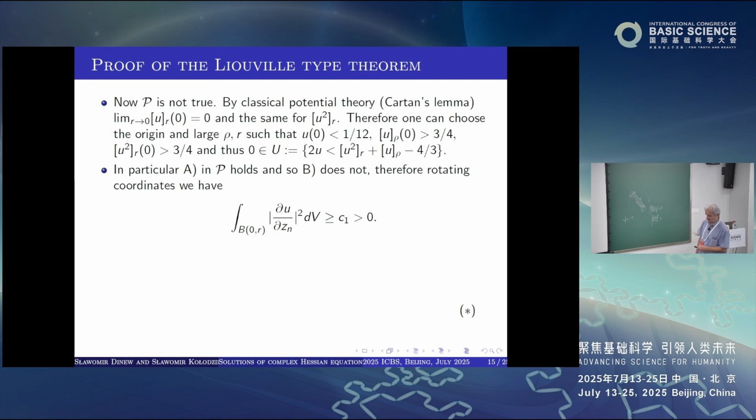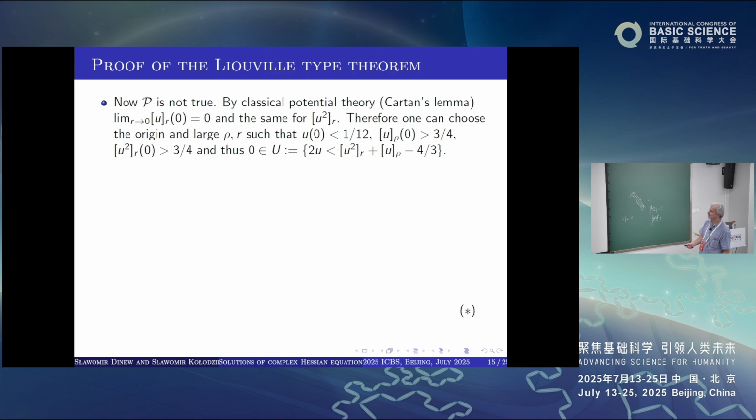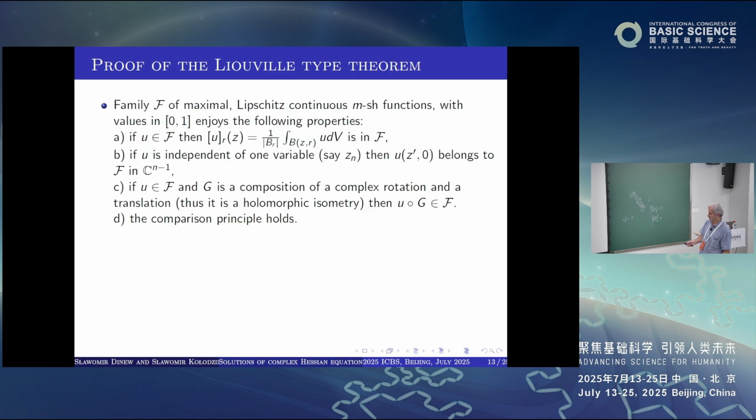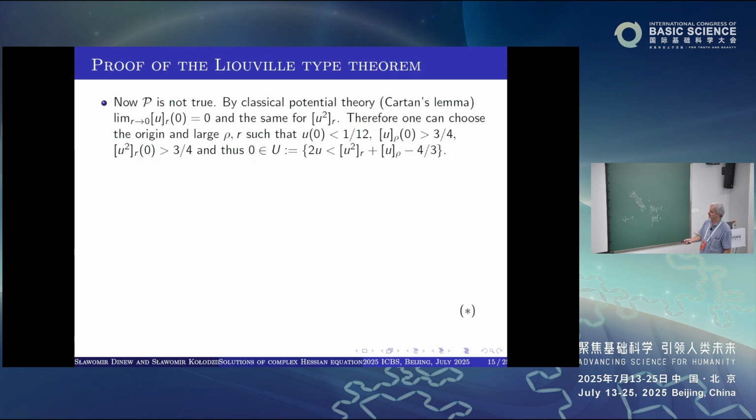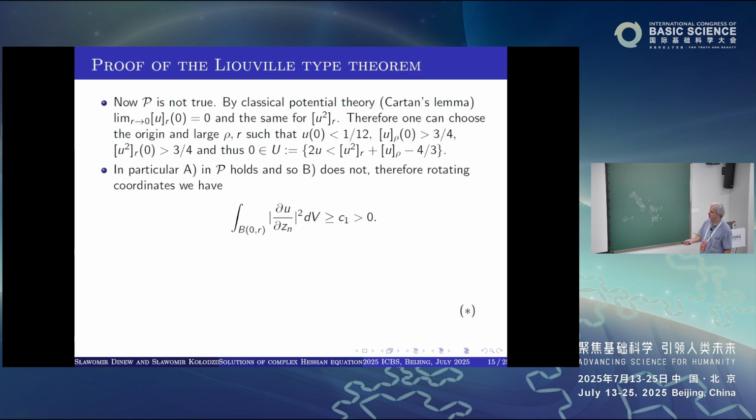So as I said, property P is not true. Well, maybe I should come back to property P. This is property P. So we look at the part A. We have this inequality, but now by this construction, property A holds. So it means that property B cannot hold.